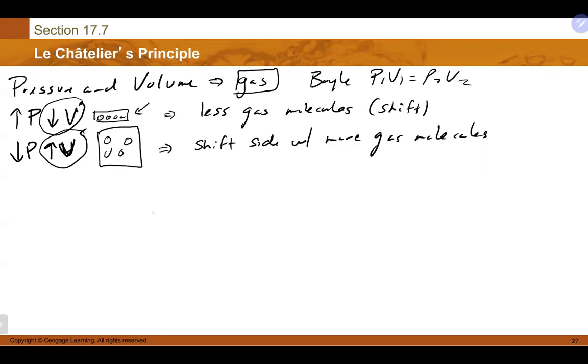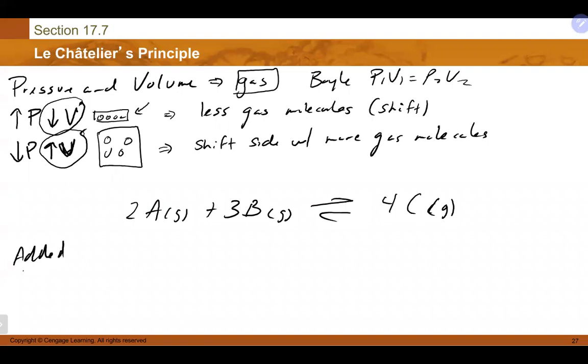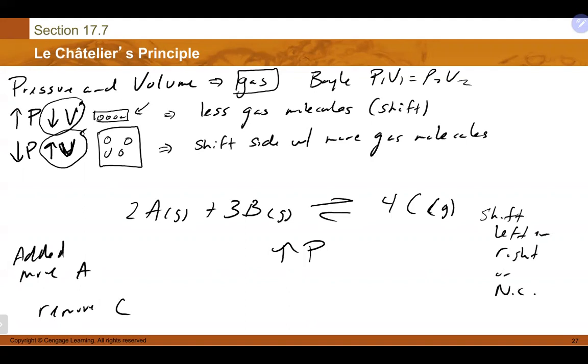So if we had something like 2A plus 3B goes to 4C, and let's say that we added more A, we removed C, we increased the pressure. So what will happen in each of these cases: will it shift to the left, to the right, or no change? So take a moment and think about what will happen in each of these cases here.